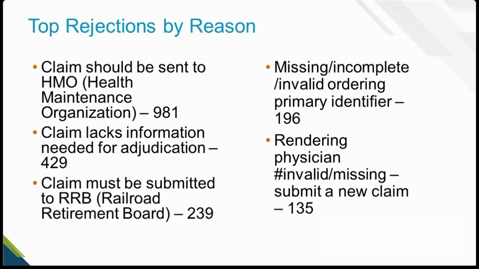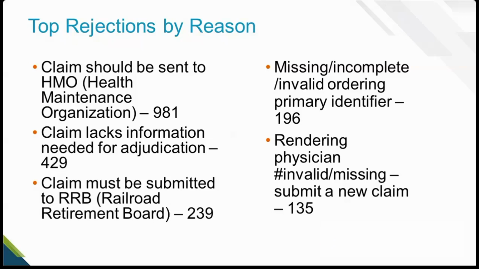Let's start with rejections, those claims that are unprocessable. There are various ways we can review the data or view data in that dashboard. Here are the top rejections for Specialty 83 by reason. So for that 3-month period, Specialty 83 claims, all 6 of our states, 981 rejections occurred because the claim should be sent to HMO.